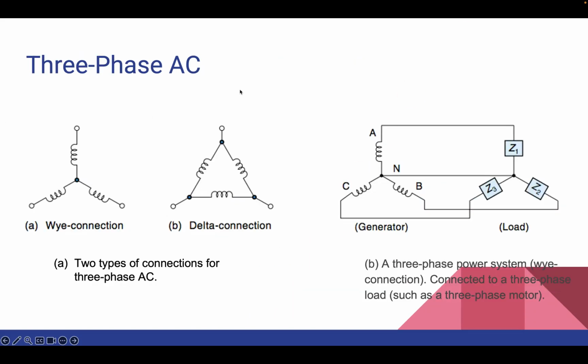Next is the three-phase AC circuit, and in this we have two types of connection. The Y connection, and, as you can see, this is the delta connection. And this is a three-phase power system connected to a three-phase load. This is a three-phase load.